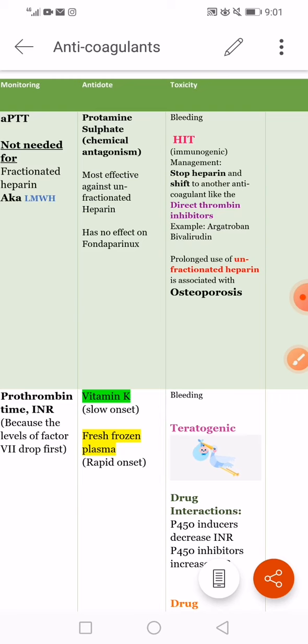The protamine sulfate, after getting administered, will react with the heparin to form a molecule that does not have anticoagulant effect and which can be removed from the body. This is what is meant by chemical antagonism. It is more effective against unfractionated heparin, less effective against low molecular weight heparin, and has absolutely no effect against the synthetic analog. So if the synthetic analog is given in too much amount, this antidote will not have any effect.